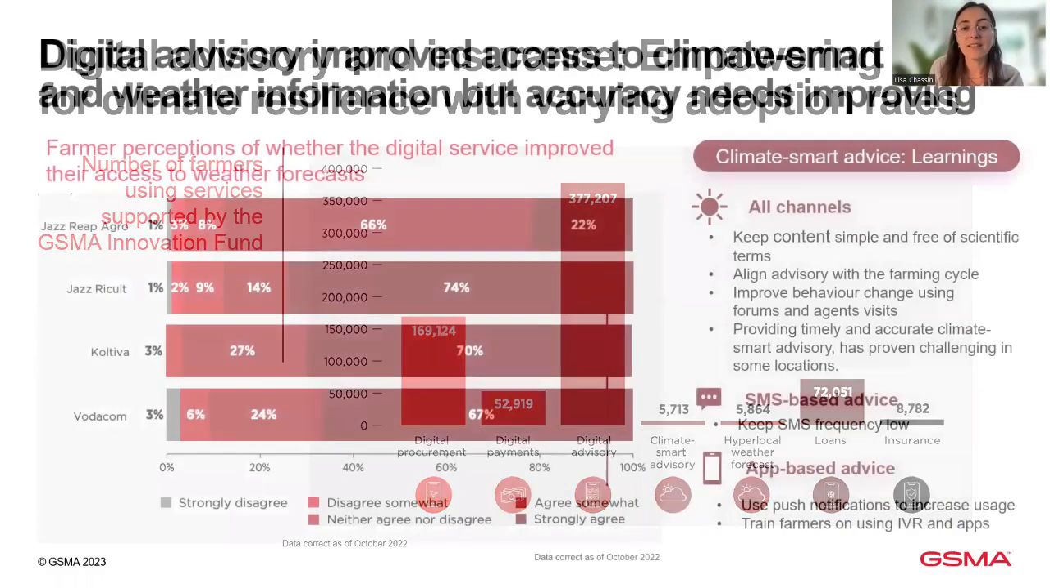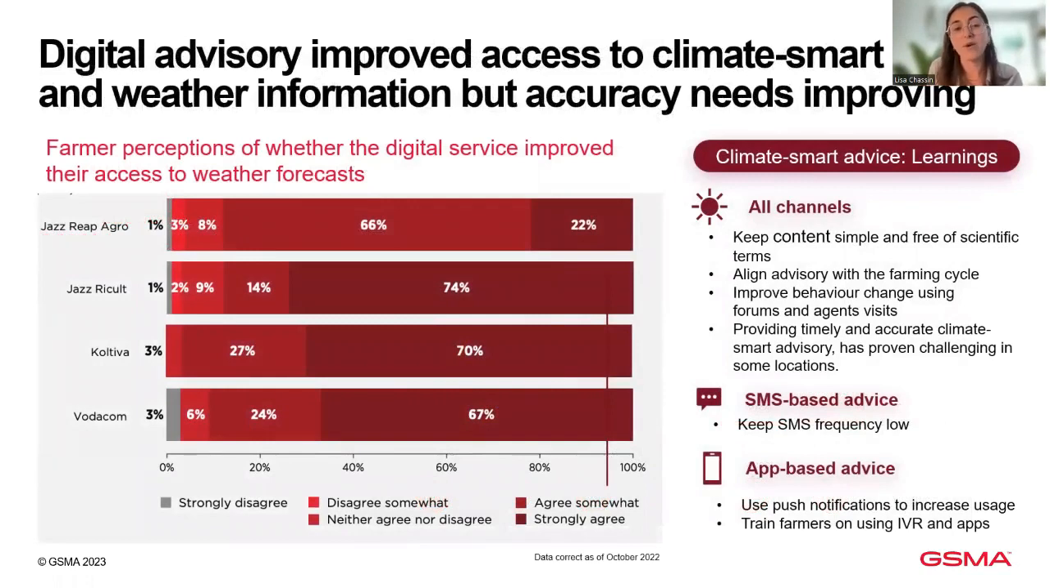So let's now dig a little deeper into the advisory services offered by our grantees. As we've just seen, digital advisory services were the most widely adopted services among the portfolio. 5 out of 6 grantees managed to pull off advisory services, although the distribution model they implemented varied from push SMSs to call centers, apps, and IVR. And supporting diverse types of services like this has allowed us to draw some valuable lessons in terms of what works best to deliver advice to farmers.